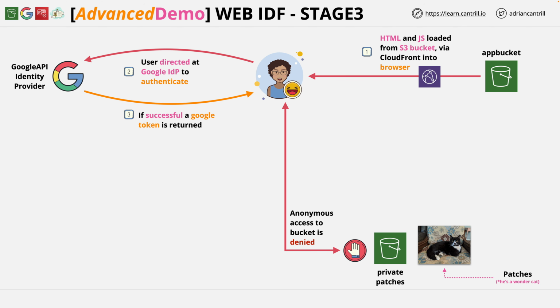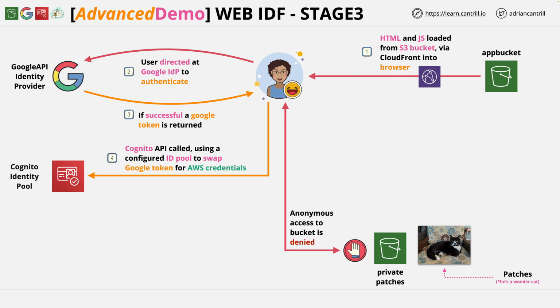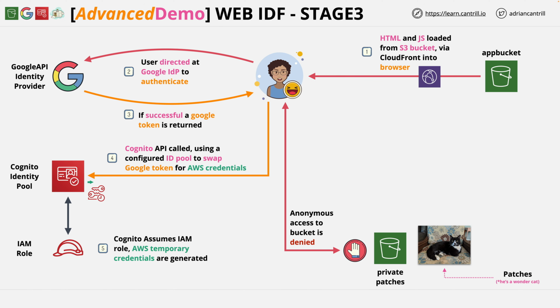Welcome back to stage 3 of this demo series. In this stage, you're going to be creating the Cognito identity pool. And it's the function of this identity pool to take the Google authentication token that you received at the end of the previous stage and then exchange this using an IAM role for temporary AWS credentials. So once this exchange has taken place, these temporary credentials will be provided back to our web application. And it's using these credentials that we're then going to be able to interact with the AWS resources.